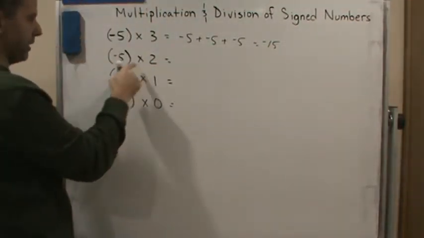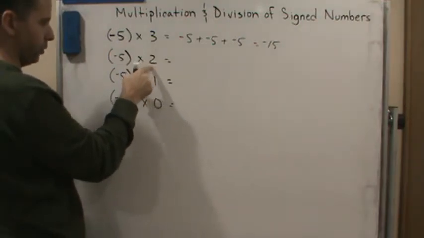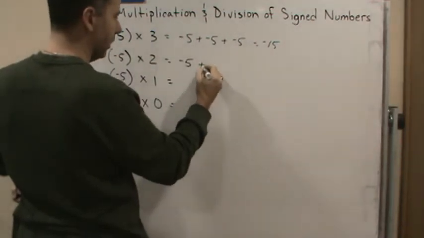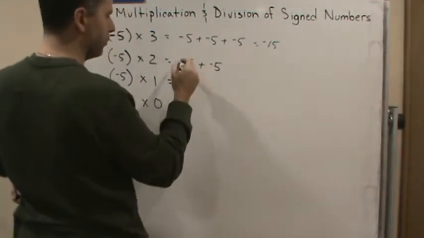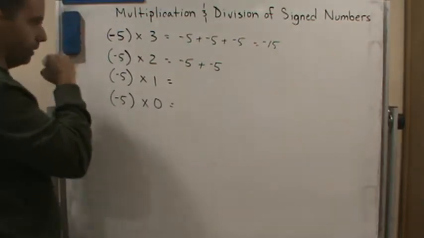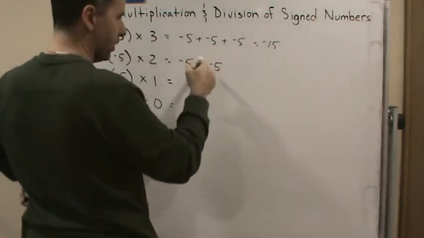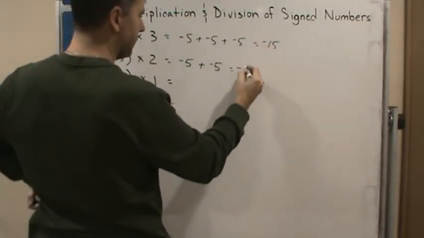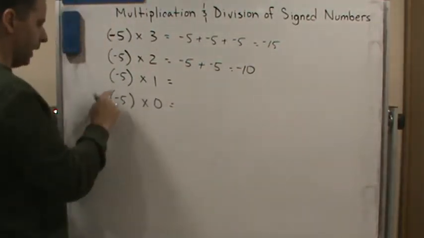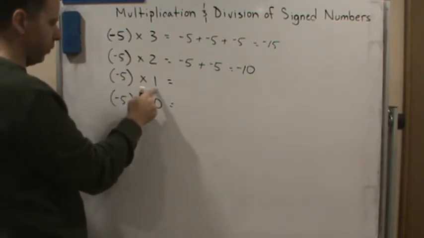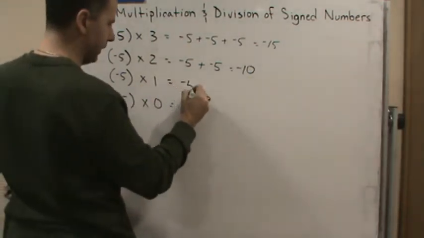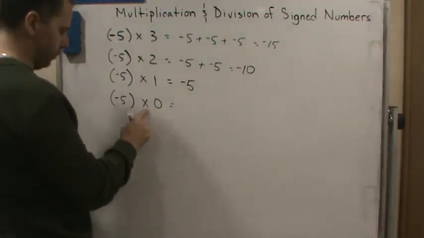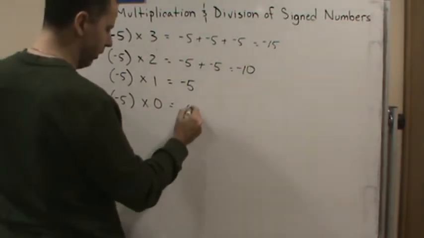So now, what if I do this? Negative 5 times 2, or 2 times negative 5, or 2 groups of negative 5, that's going to be negative 5 plus negative 5. Now I'm dropping the parentheses. So again, just make sure you understand that those are negative signs. Okay? So this is going to be negative 10. And then we have negative 5 times 1, or 1 group of negative 5, that's just going to be negative 5. And then if we have 0 groups of negative 5, that's going to be 0.